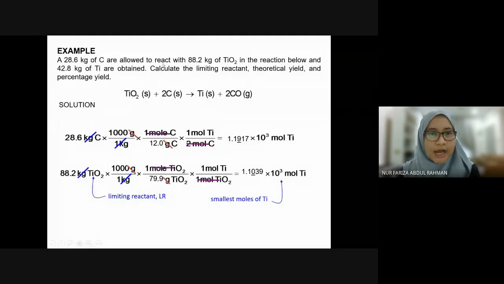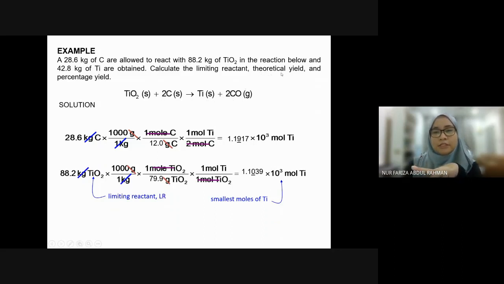Allowed to react in the reaction below and kg of titanium are obtained. Calculate the limiting reactant. Okay, so this is just what we call information. Dia bagi je information kan. Okay, the question is asking for the limiting reactant. You may use titanium or you can also use carbon monoxide. Tak ada masalah. We can use either titanium ataupun carbon monoxide.